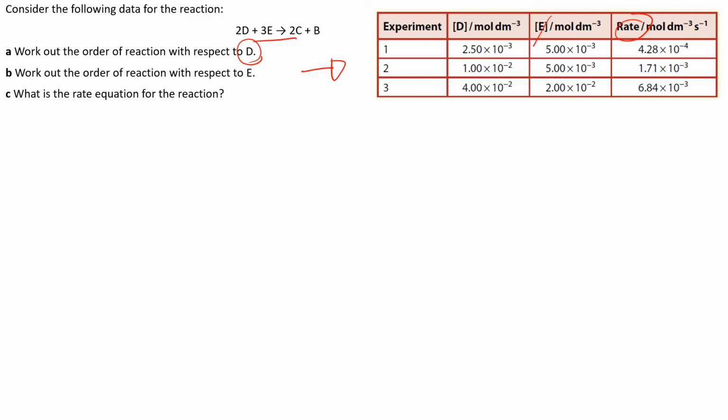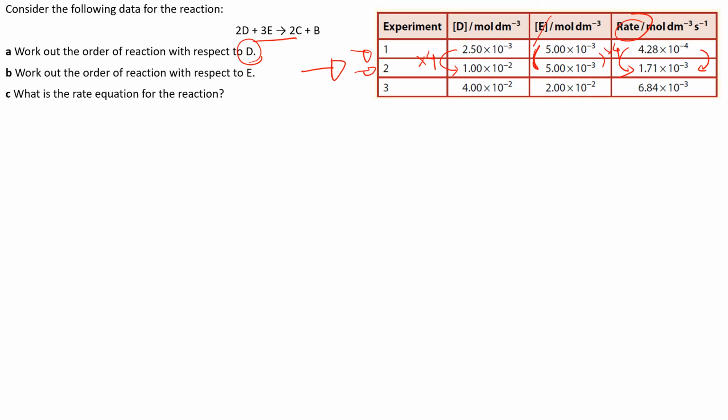We will choose experiments 1 and 2, where the concentration of E is controlled, so what will happen to the rate is because of changing the concentration of D. What has happened to the concentration of D? It has been multiplied by 4. And if we check the change that happened to the rate from experiment 1 to experiment 2, it has also been multiplied by a factor of 4. So they have the same change.